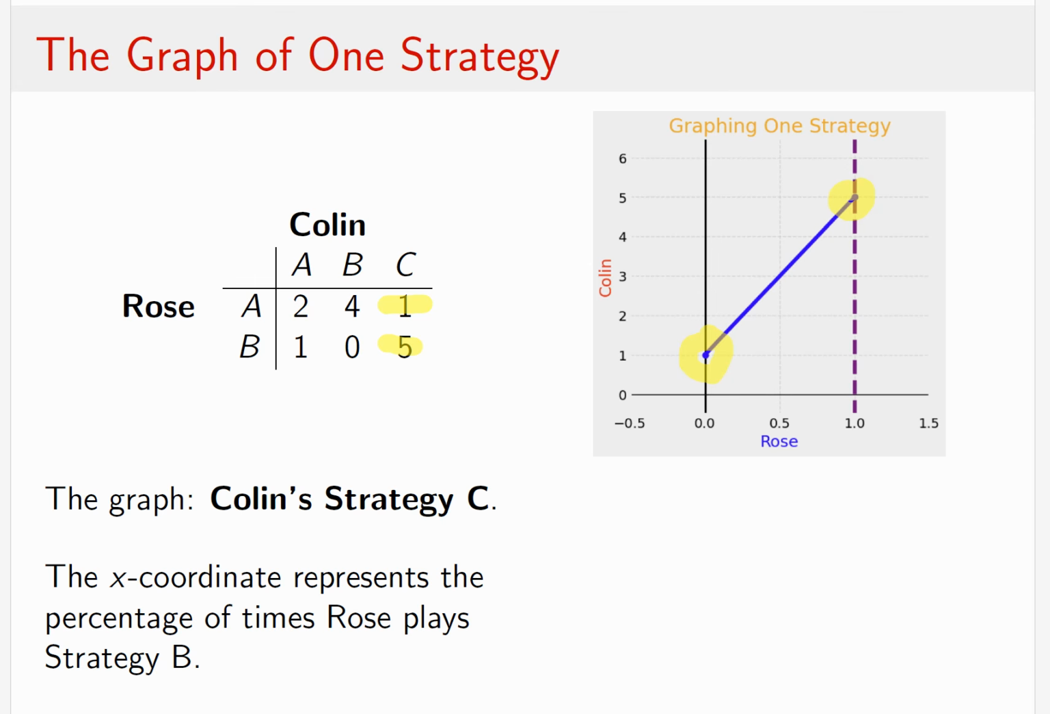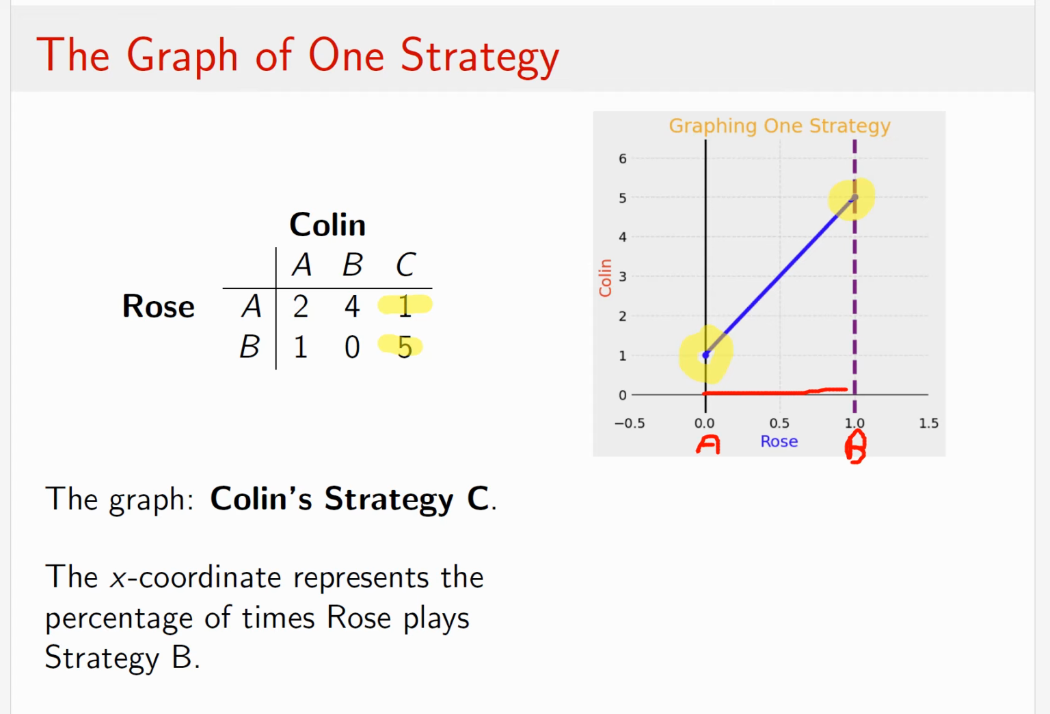be the percentage of time that Rose plays strategy B. So 100% A. So A is the y-intercept, right? And then as we go across, remember this is the percentage of times that Rose plays strategy B, right? At 1.0, that's 100% of the time.